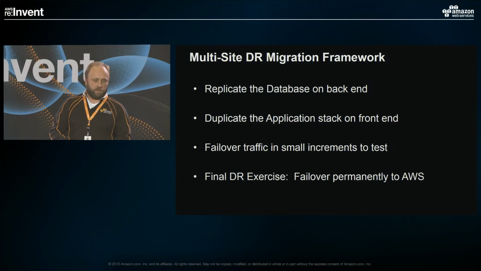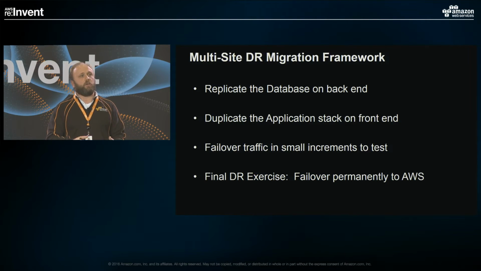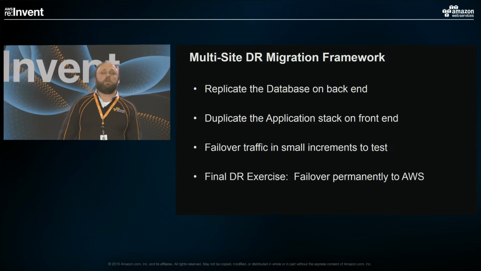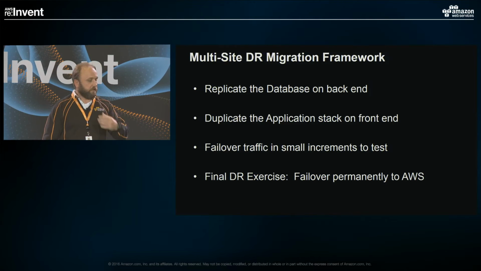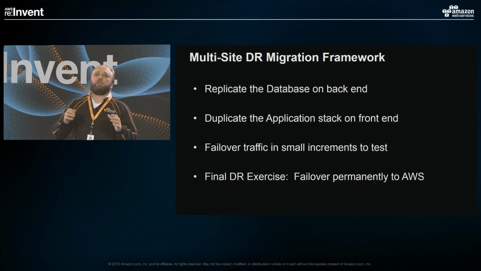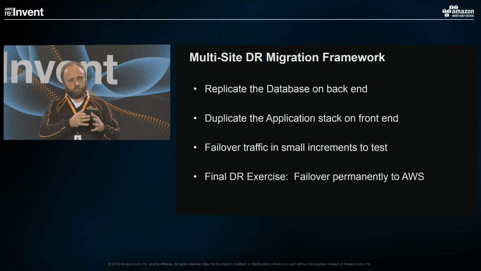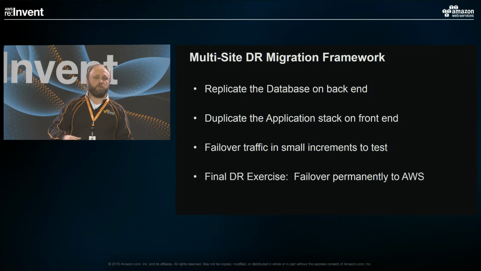So, multi-site DR migration framework. What we're going to show you specifically is a DR scenario between two regions, the US West 2 region and US East 1. I'll show you the setup that we have and what we're using. We're going to replicate the database on the backend and duplicate the application stack on the front. What that really means is that we effectively have an Always On availability group with an entire WSFC cluster spanning two different regions over a VPN that we configure through OpenVPN, and I'll get more into it.